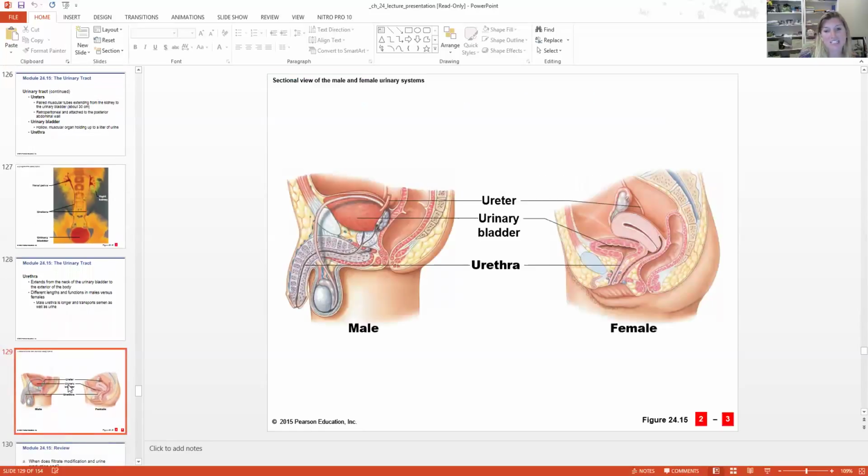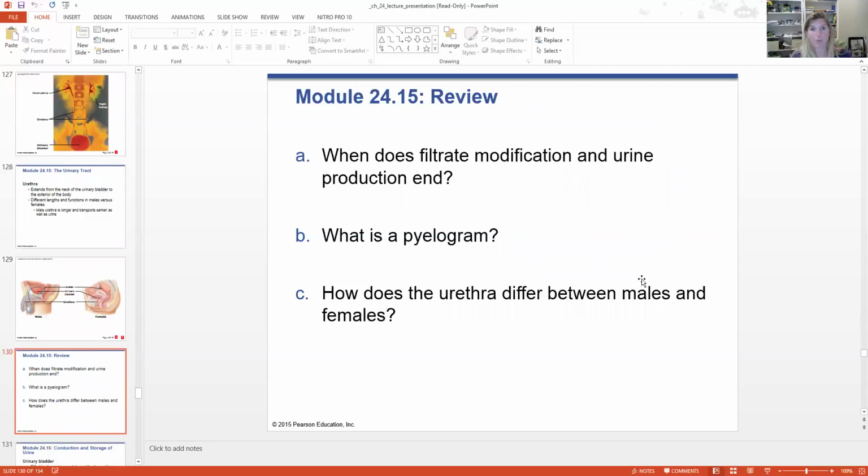So here you can actually see a nice sagittal section of the urethra. Obviously, I don't know, maybe it's not obvious. The male urethra is much longer than the female urethra. You can pause the video here, go back and review this section.